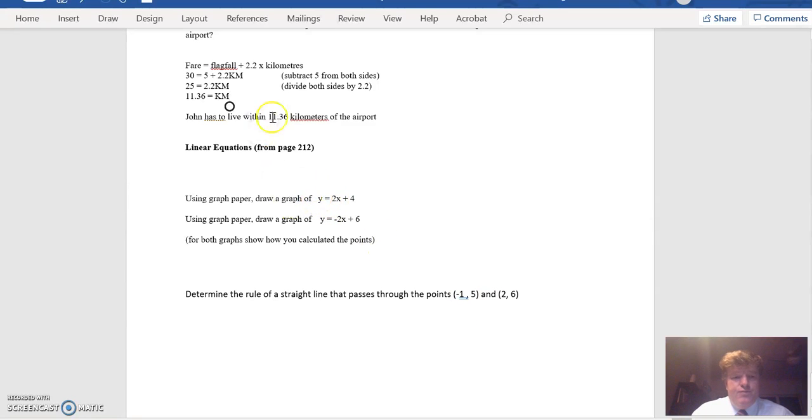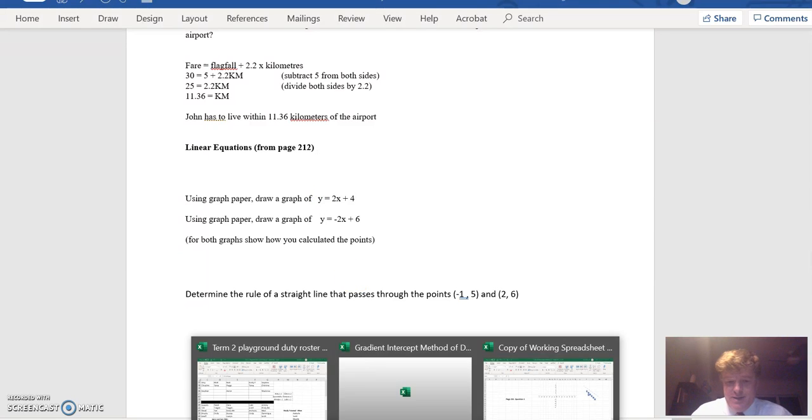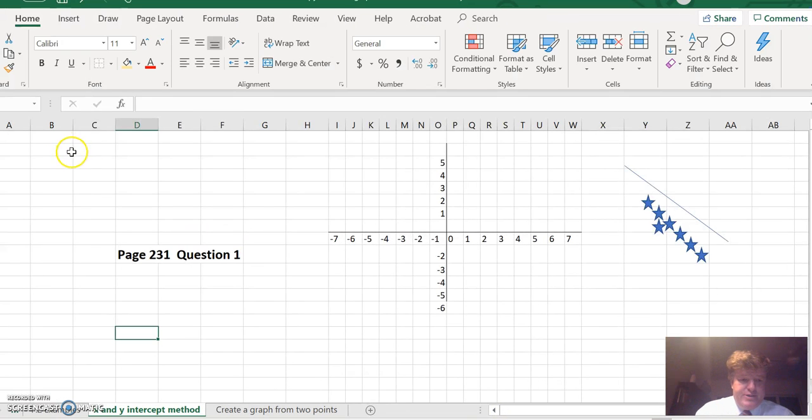Now we have to draw, to finish off, a number of graphs. So let's have a look at this first graph, y equals 2x plus 4. Now there's a couple of ways we can do this. I'm going to take it onto an Excel spreadsheet so I can work from there. But there's a few ways we've looked at this.